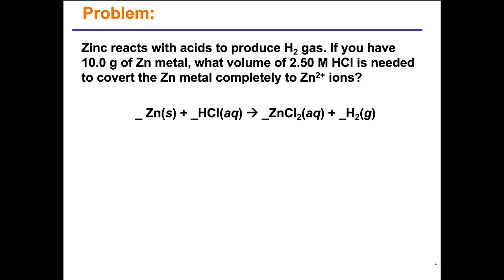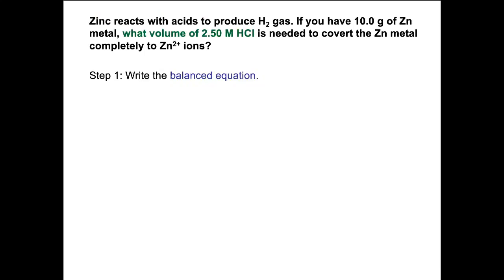Okay, so they give us an equation: zinc plus HCl gives us zinc chloride and hydrogen. The first thing we want to do is balance the equation. All we had to do here was put a little 2 in front of HCl. So it takes 2 HCl molecules per 1 atom of zinc.